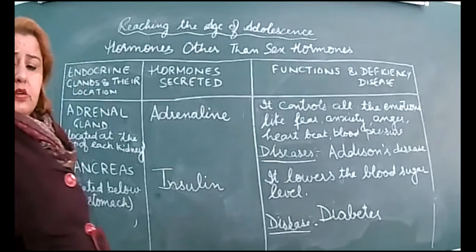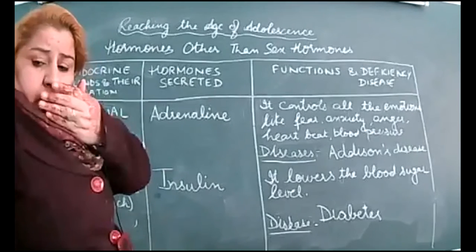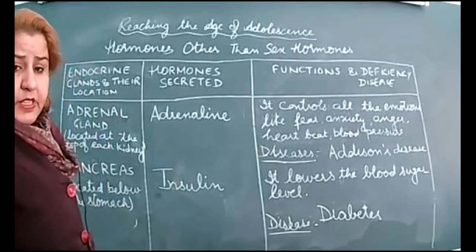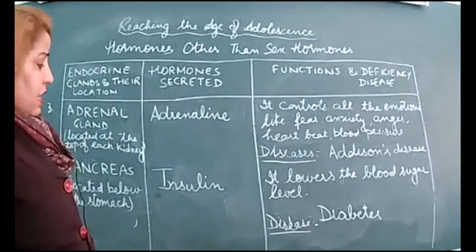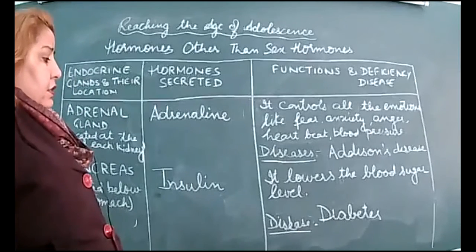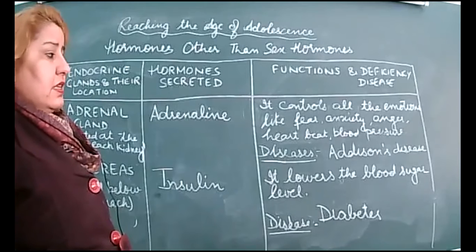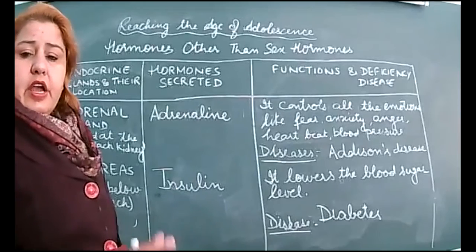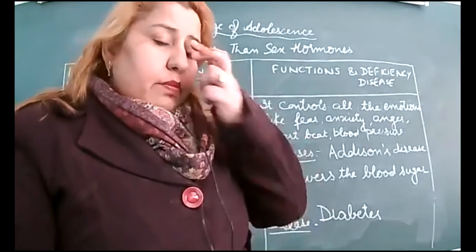Is it clear? Why late joining? Is it clear, beta? Then the pancreas, which is present below the stomach and secretes insulin. ठीक है जी, which helps to lower the blood sugar level, and if it is increased, then diabetes will be there. Any doubt? अच्छा, okay. Yes, Anvay, unmute yourself.